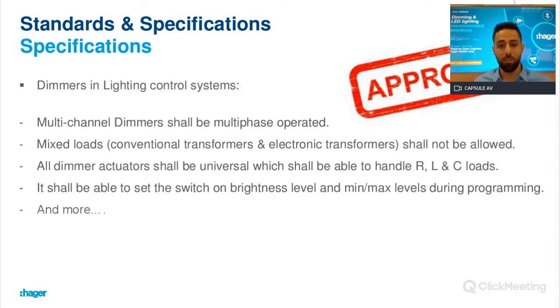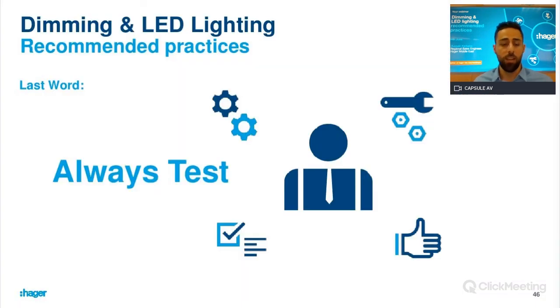Dimmer actuators need to be universal. They need to handle RLC loads: resistive, inductive, and capacitive. And if you have a lighting control system, make sure these dimmers have features to control the maximum and minimum brightness. This is very good to solve some problems. Last word, I think I finished here.